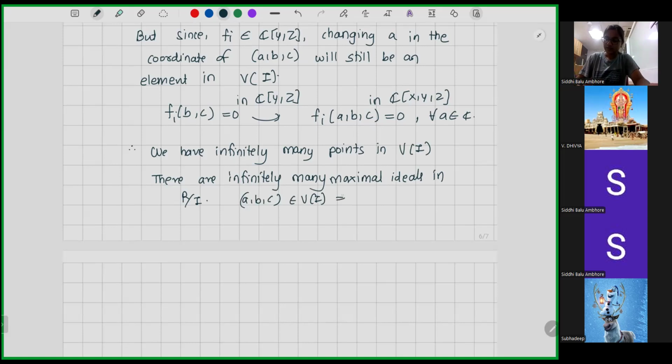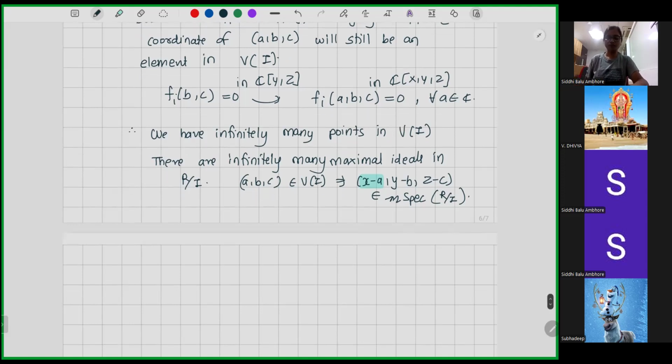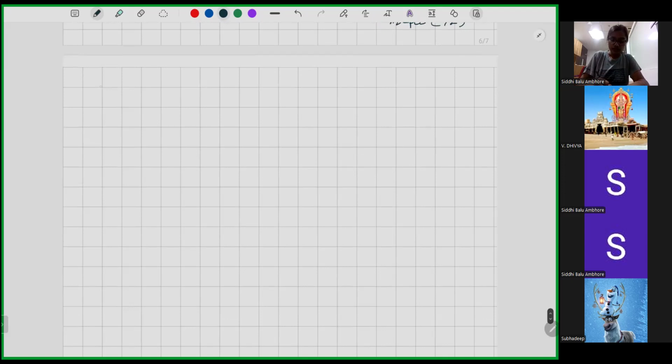Because corresponding to each element (a, b, c) in V(I), this ideal (x minus a, y minus b, z minus c) belongs to the maximal spectrum of R mod I. Okay, is this clear? Since we have infinitely many choices for this A here, we can say that there are infinitely many maximal ideals of R mod I. Any doubts here? Okay, since there are no doubts, let me move ahead.